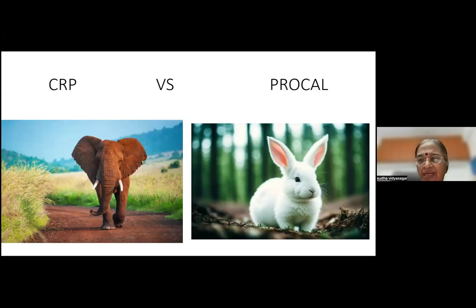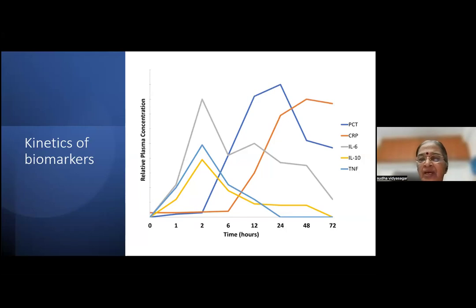So remember that CRP versus procal is like an elephant versus a rabbit. The CRP rises slowly, comes down slowly, walks slowly. Whereas the procalcitonin is like the rabbit, goes up fast, comes down fast. If you look at the dynamics in this chart, you can make out the procalcitonin is the one that's going up here. The blue line is the procalcitonin. You can see the blue line there. That's the procalcitonin. That is a CRP which rises and peaks much later.